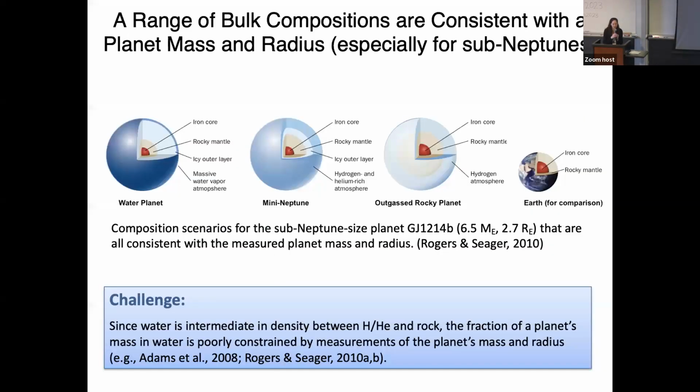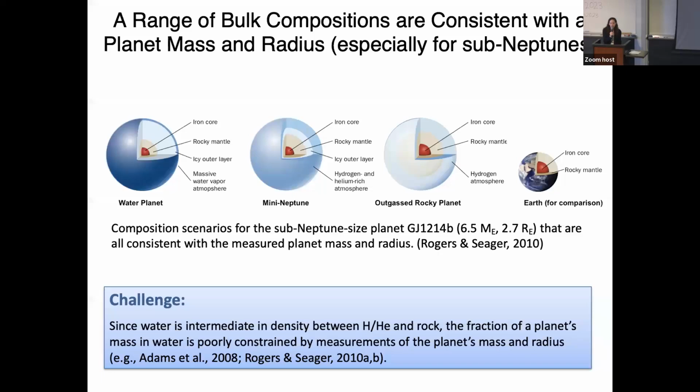And so perhaps one of the more famous planets was the first sub-Neptune planet ever discovered in transit, the first volatile-rich sub-Neptune-sized planet. And it already gave us a bit of a preview of some of the challenges we would face in interpreting planet compositions with measured mass and radius measurements. So with a mass and radius measurement alone, there's a wide range of potential planet bulk compositions that can match, especially in the sub-Neptune size range.